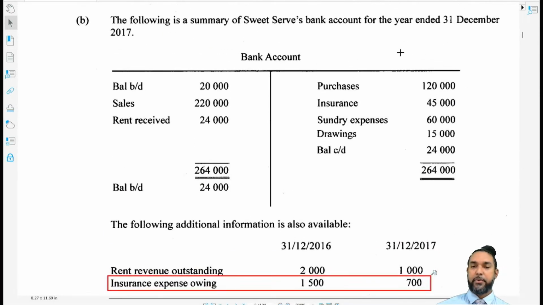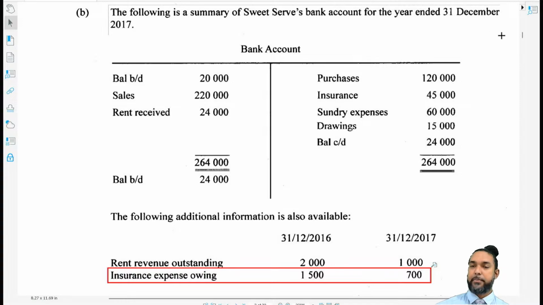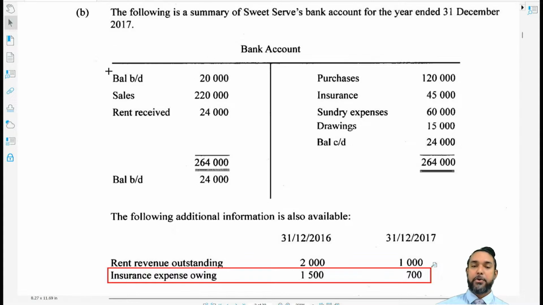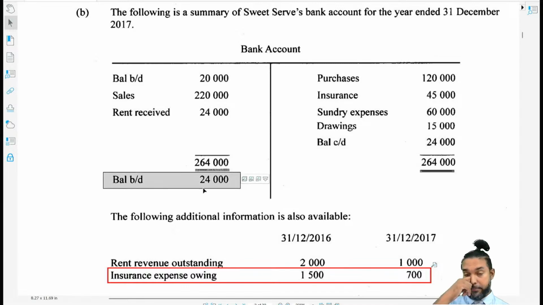When we read through the question, it says the following is a summary of Sweet Sales Bank account for the year ended 31st December 2017. So the bank account shows us the opening balance and only money coming in. It also shows us only money going out and how much money we have left carried down to the following year. Now, they give us some other information.